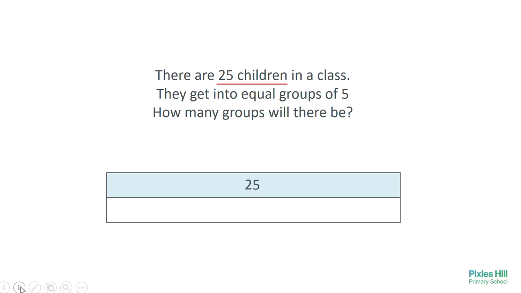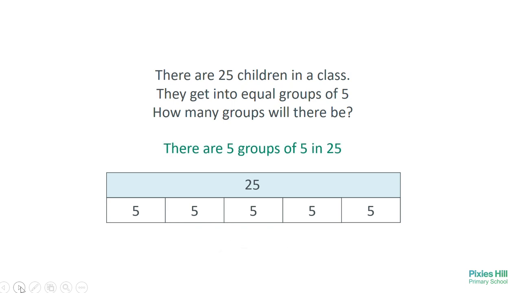I'm now going to see how many groups of 5 I can make until I've run out of children, which is 25. Again, you can use counters, buttons, anything like that to help you. So there's 1 group of 5, 2 groups of 5, 3 groups of 5, 4 groups of 5, 5 groups of 5. So there are 5 groups of 5 in 25.